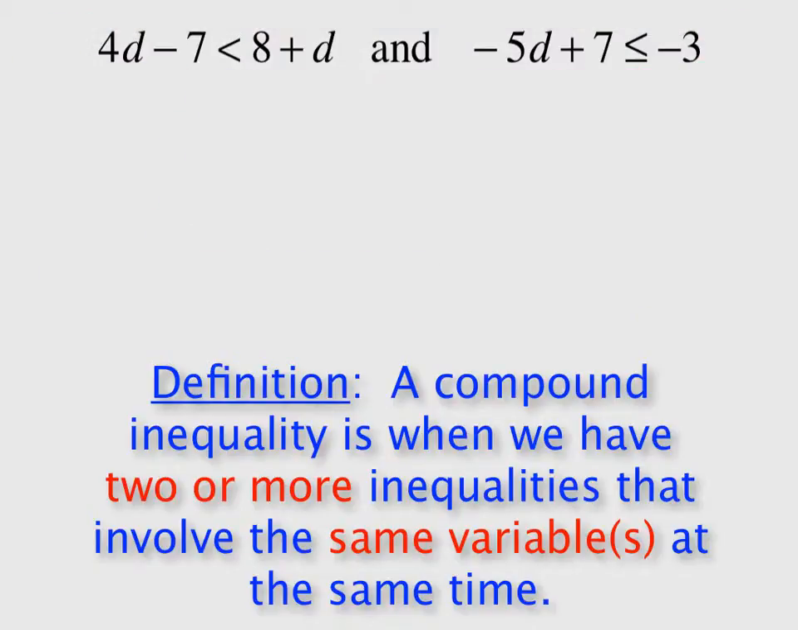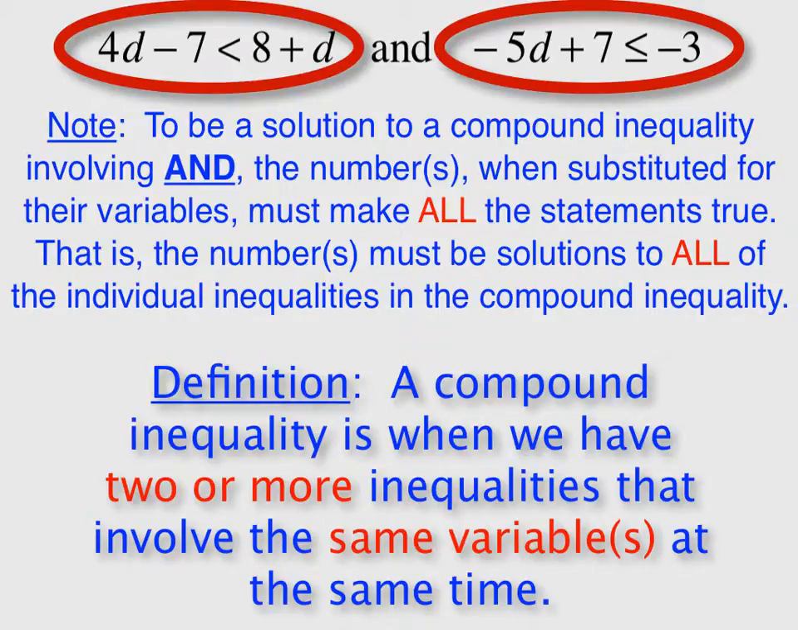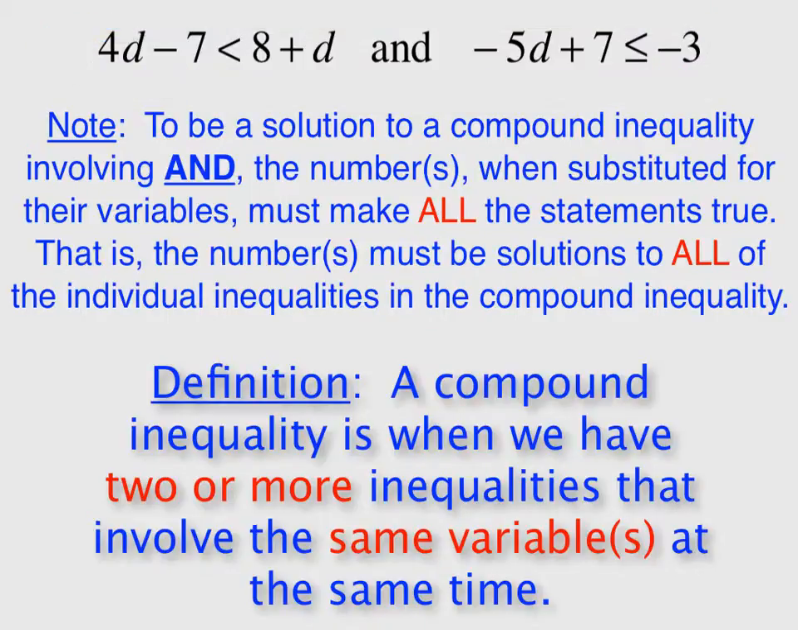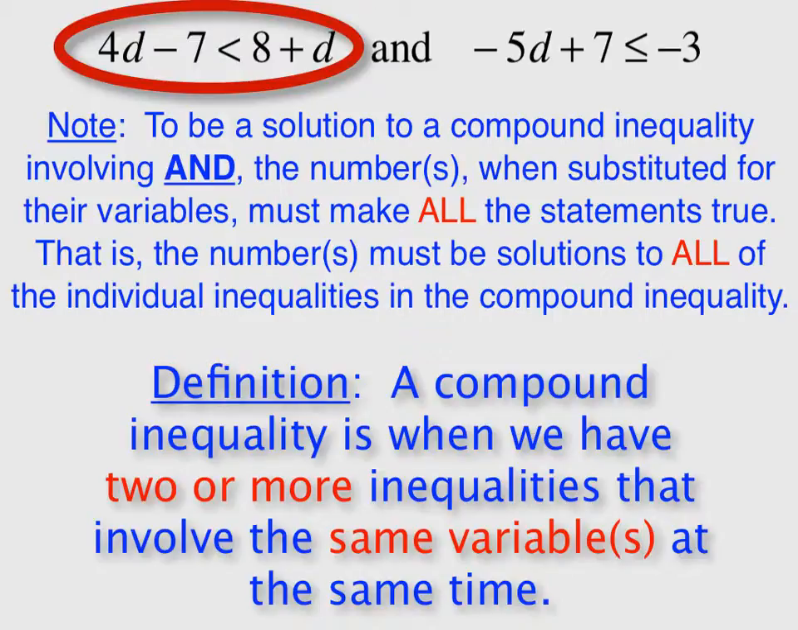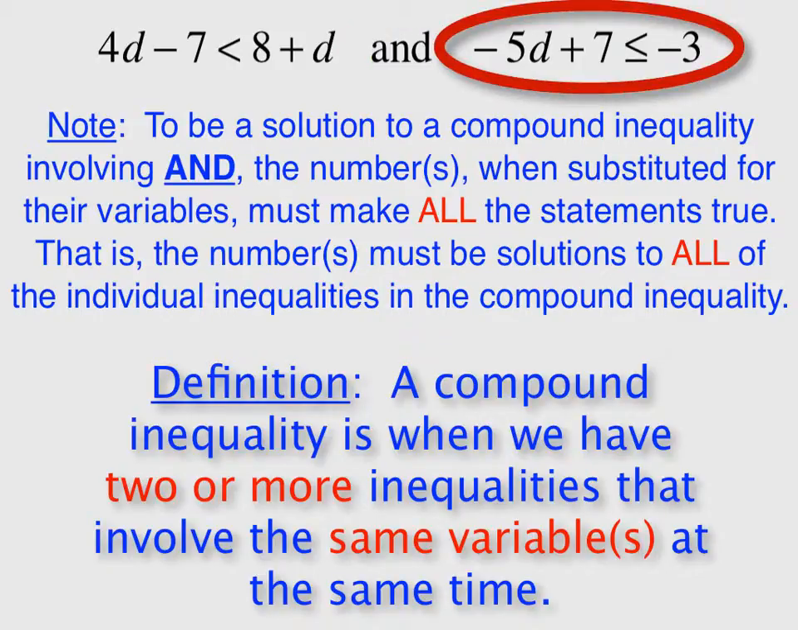In this case, to be a solution to a compound inequality involving and, the numbers, when substituted for the variables, must make all statements true. That is, the number has to be a solution to all of the individual inequalities in order to be a solution to the compound inequality. So that means when we substitute our number into 4d minus 7 is less than 8 plus d, it has to make that true, but at the same time, the number is going to have to make negative 5d plus 7 is less than or equal to negative 3 true as well.